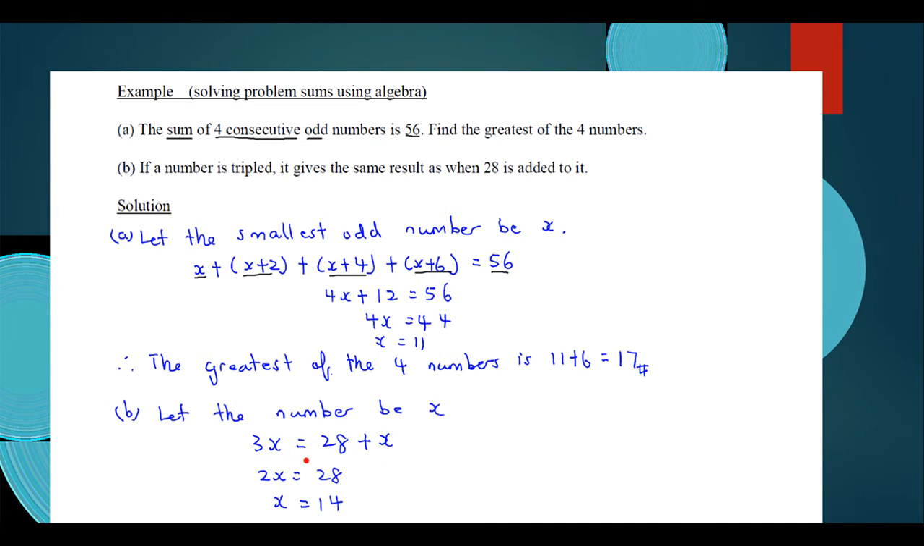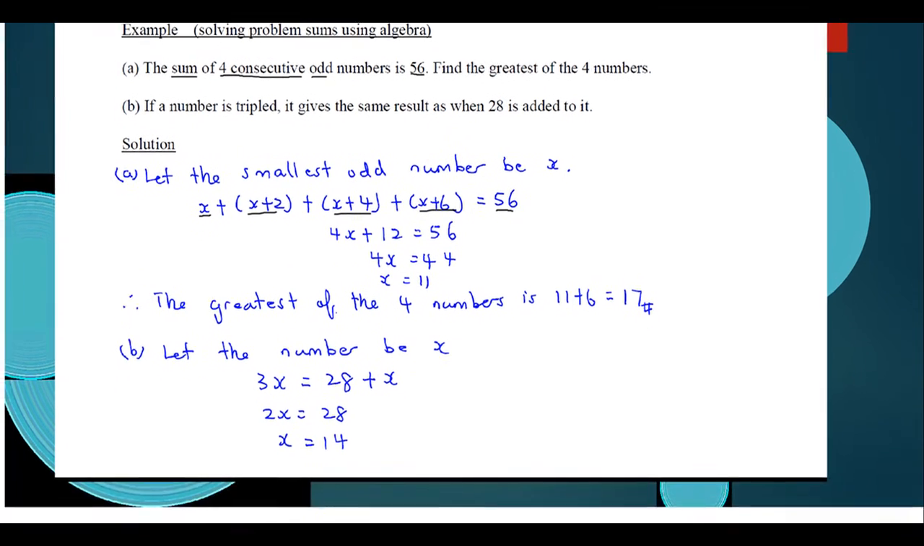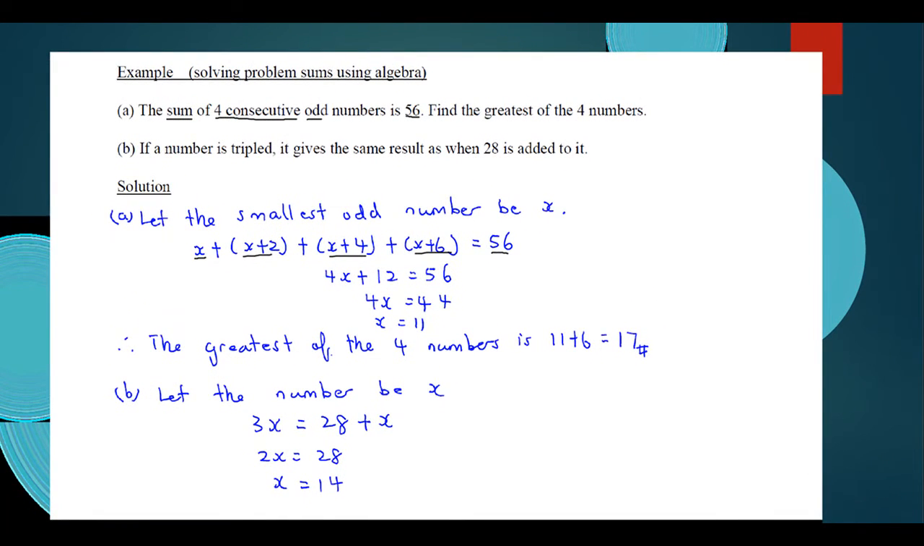So here I go, I form an equation. Now to solve this equation, notice that there are x terms on both sides, so I must get rid of one of them. So I minus x on both sides. If I minus x, I get rid of this. I'm left with 28. 3x minus x, I'm left with 2x. Now, how do I solve for x? That's right, I divide by 2 on both sides. So if I divide by 2, I can cancel the 2. Divide 28 by 2, I get 14. So the value of x is 14. Now I must answer the question. Therefore, the given number is 14.